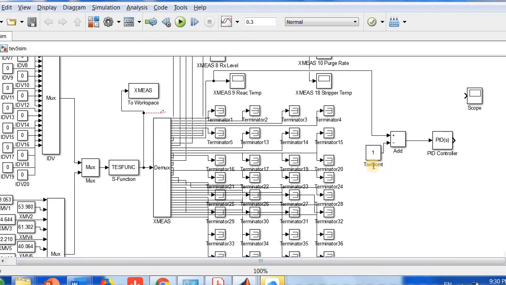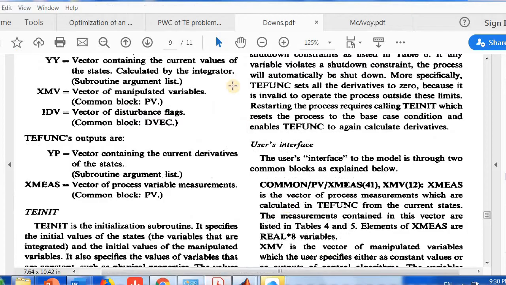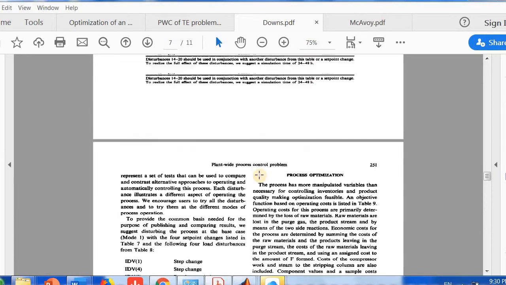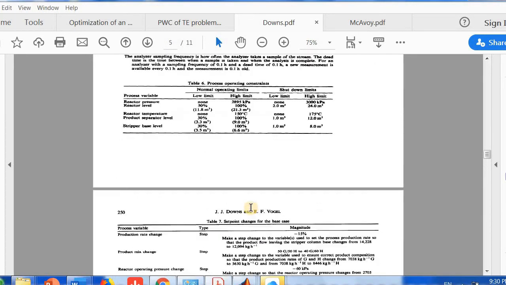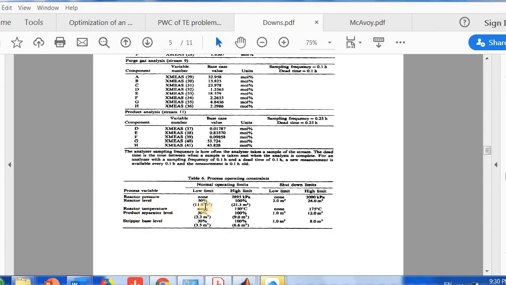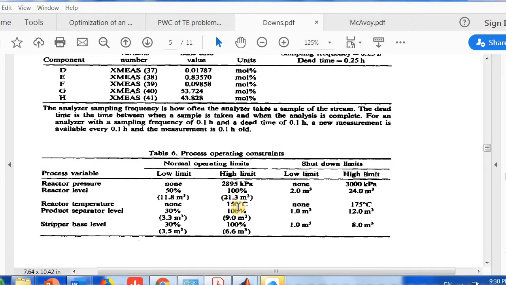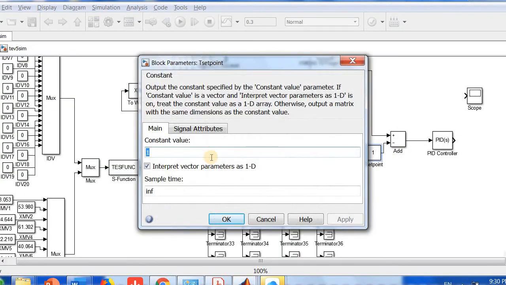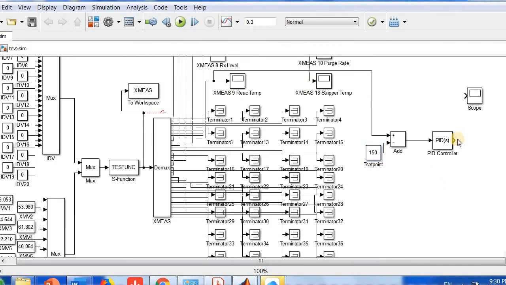What is T set point? If I want to control it at the normal operating conditions, if you go to the PDF file and you search for the normal operating conditions or the set point values for the temperature, you see the reactor temperature here says 150 degrees, right? So I'll say that this is 150 degrees. Apply.